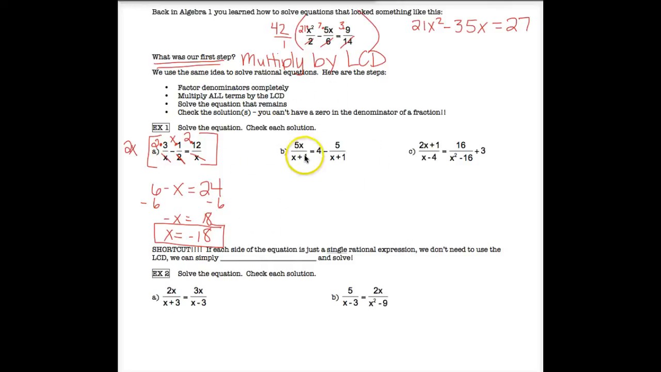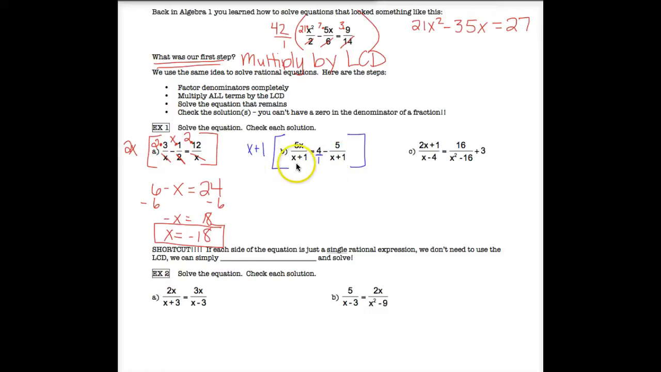All right, so first step, factor denominators completely. Well, I need to give this a denominator. It's 4 over 1. But there is no factoring to do on this one either. X plus 1 is in simplest form, so I can go ahead and multiply by my LCD. So this has an x plus 1, so x plus 1 has to be part of my LCD. This is a 1. Remember, when I multiply by 1, it doesn't do anything, so I don't really need to write that. This has x plus 1 also. So that's it. My LCD is x plus 1.